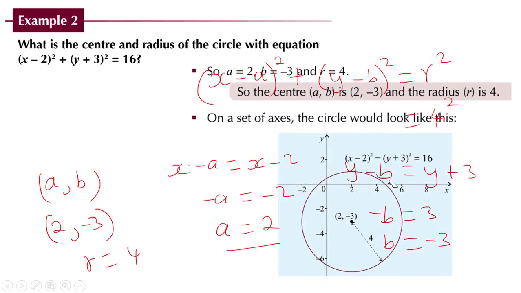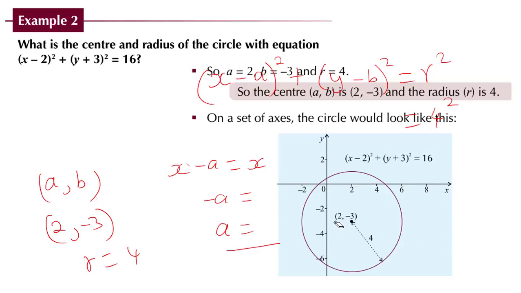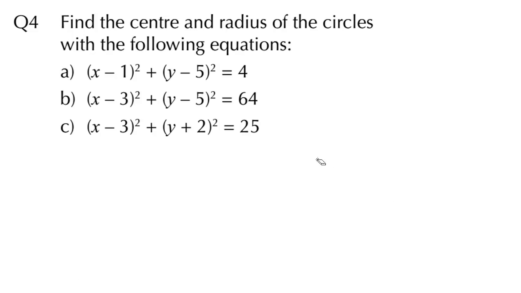Right, so you could as well sketch it. If you look at this diagram, the sketch has been made for you to see how it would look. So that's how it should look. The center is (2, -3), and the radius is basically 4 centimeters. You might want to pause the video now and try question 4, A, B, and C, and then I'll show you the answers.